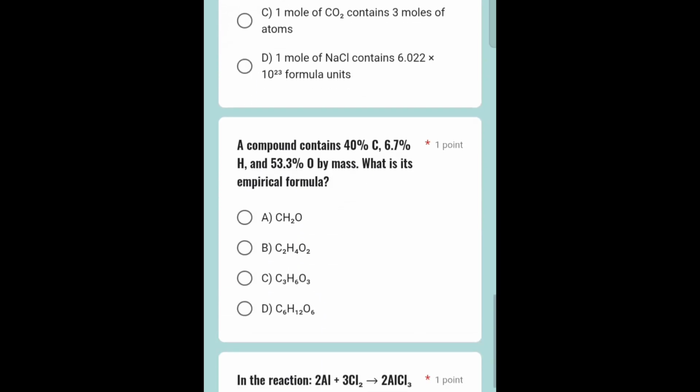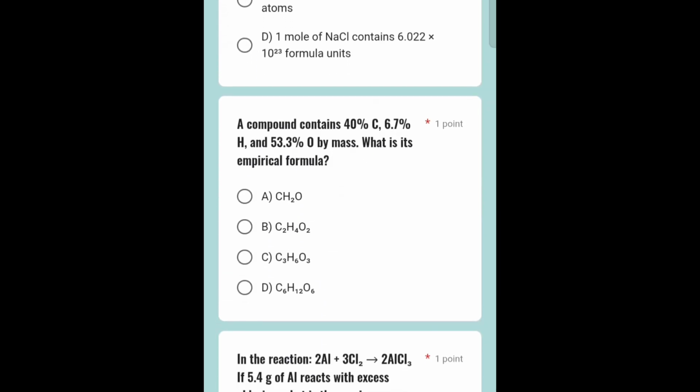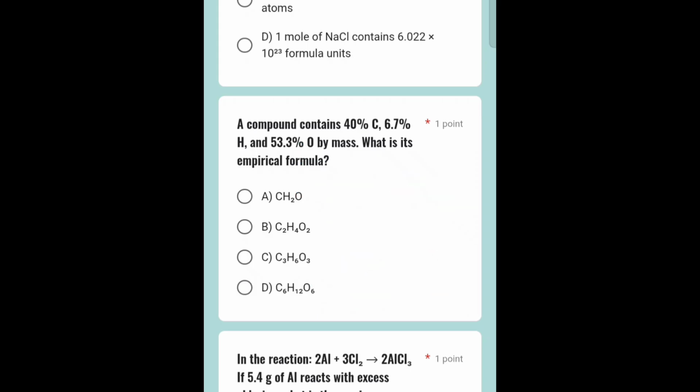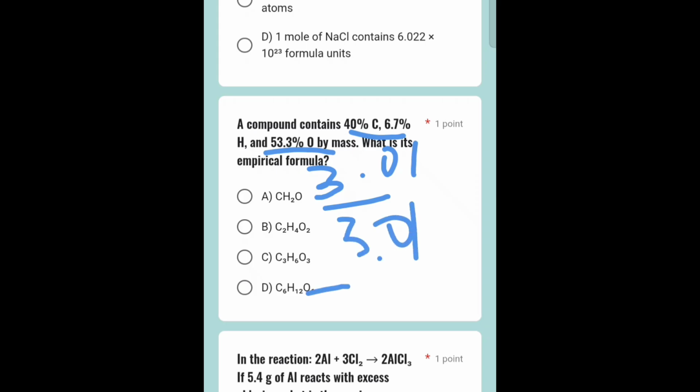Okay, a compound contains 40% carbon, 6.7% hydrogen and the rest oxygen. First of all, you have to divide percentages by their molar masses. This will come out to be around 3 something. After you get the values, you will get the moles. Divide by the smallest number of moles. For example, if you get 3.01, you will divide it by 3.01 and 3.